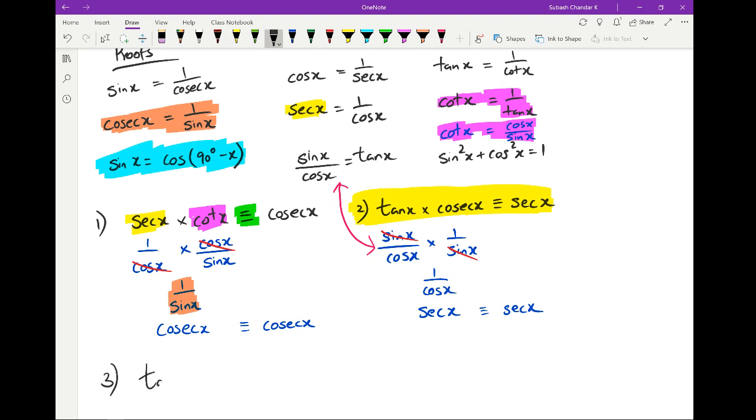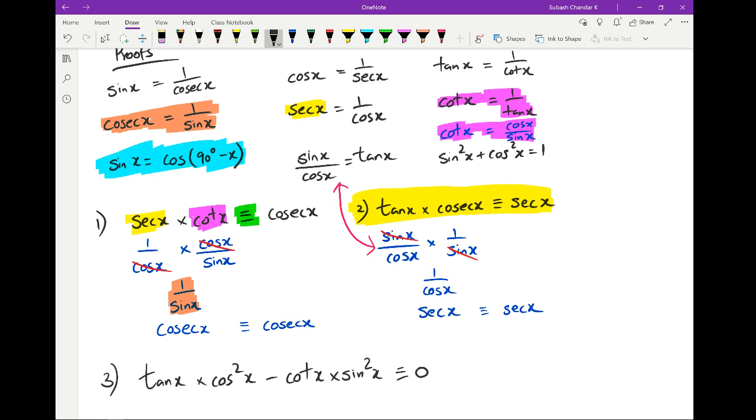So this one, we have tan x times cos squared x minus cot x times sine squared x, and we have to prove that this is equal to 0. Yep, this is the last one for us today. All right, I will work through it, okay?